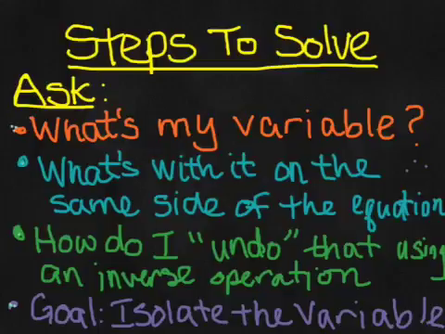I will repeat these questions several times throughout the video: what's my variable, what's with my variable on the same side of the equation, how do I undo that using an inverse operation, and my goal is always to isolate the variable. And remember, what I do to one side of the equation, I must do to the other. Remember, if you need to pause at any time while you're taking notes or rewind, you may do that.